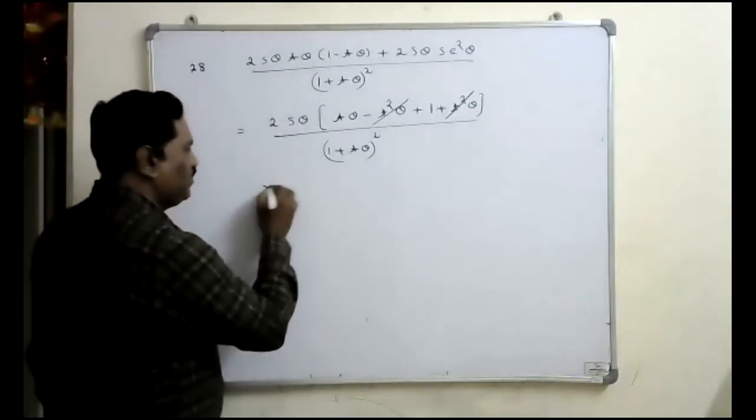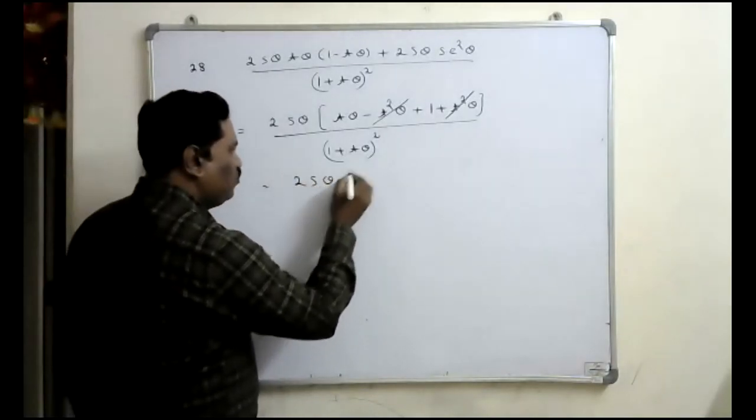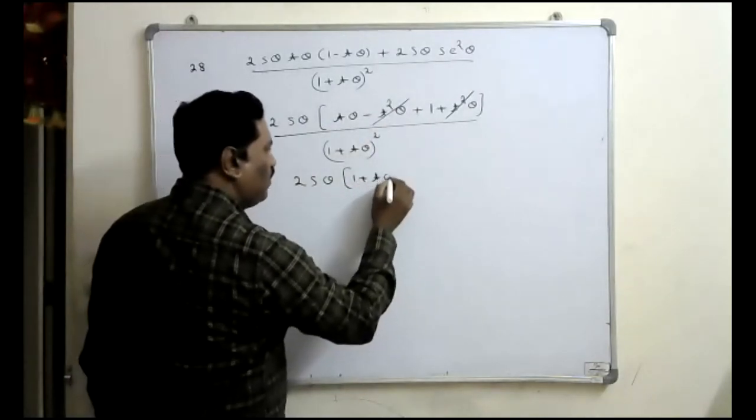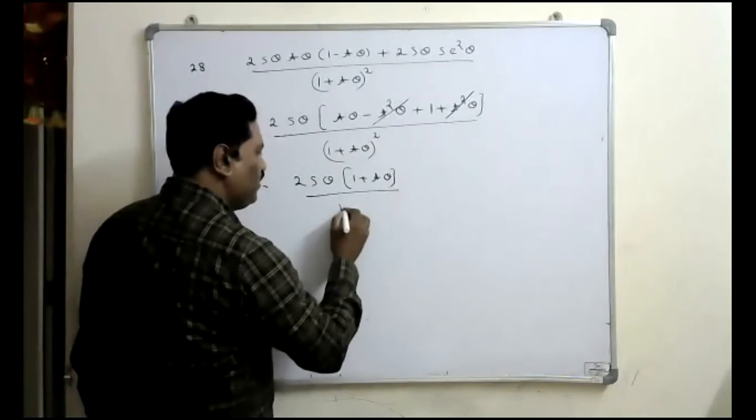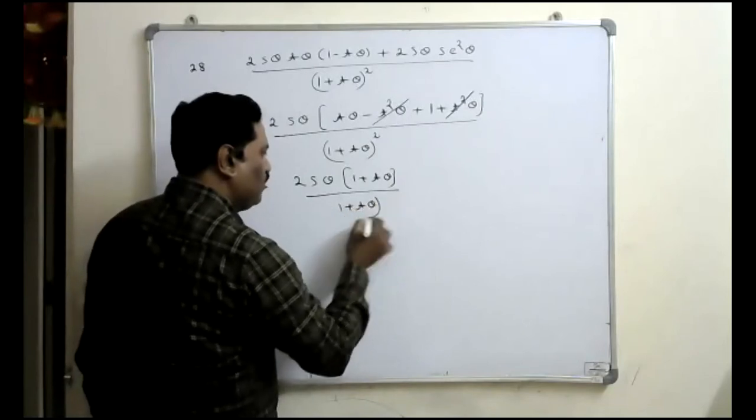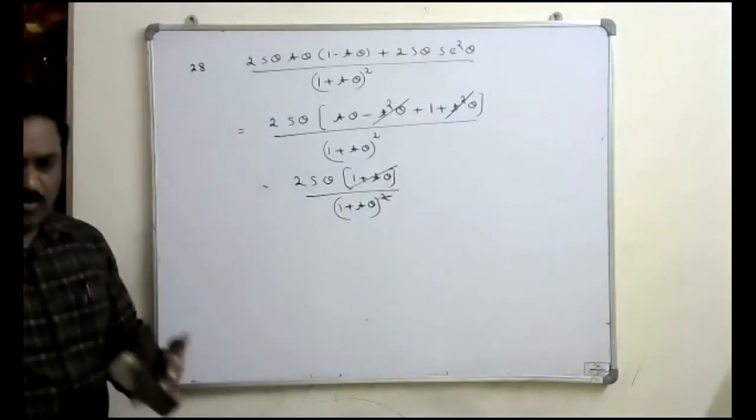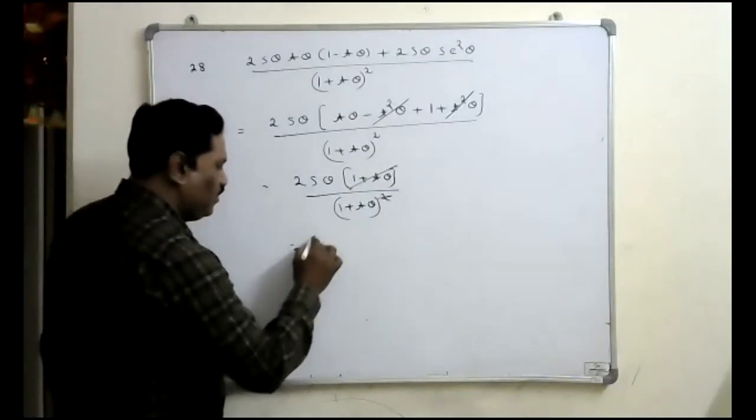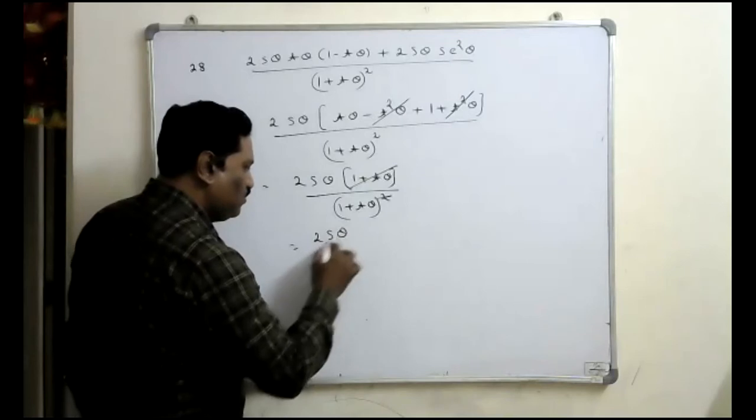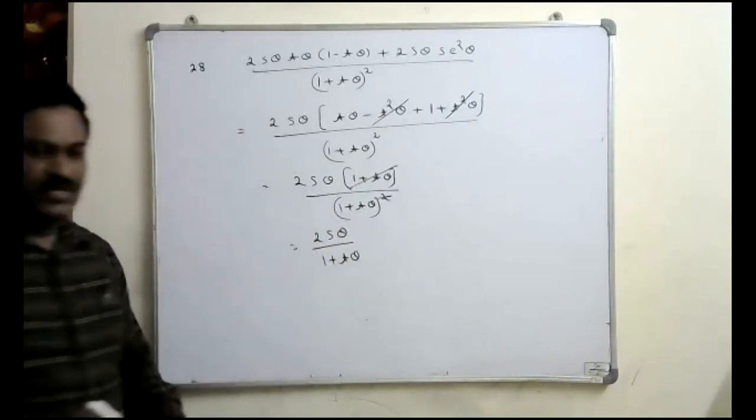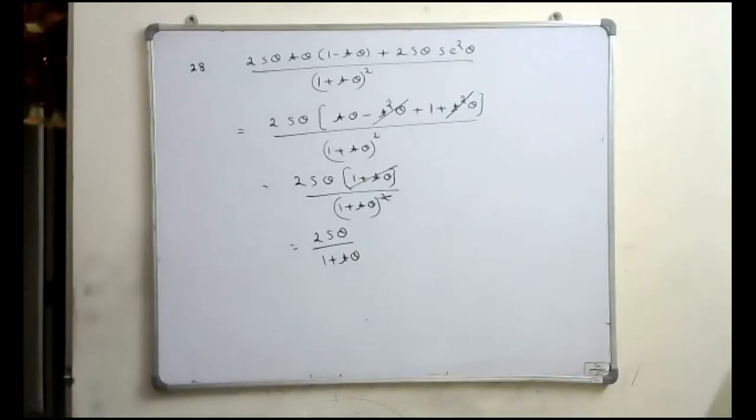The remaining is 2 sin theta into tan theta plus 1, that is 1 plus tan theta, upon 1 plus tan theta whole square, where one 1 plus tan theta gets cancelled. The rest is 2 sin theta upon 1 plus tan theta, which is the answer.